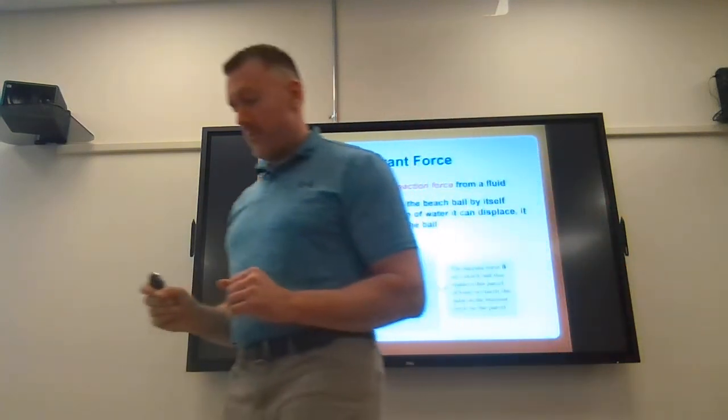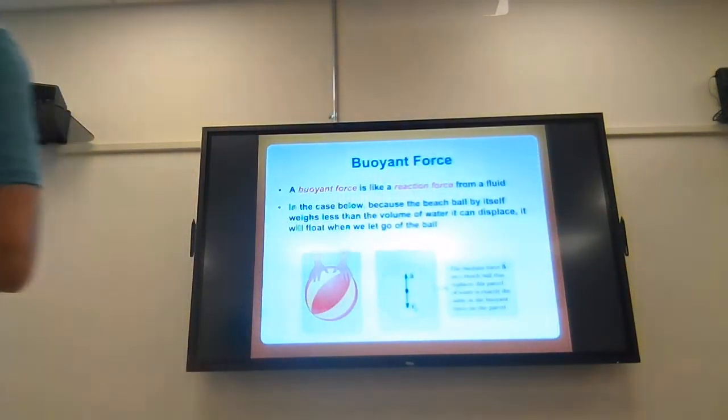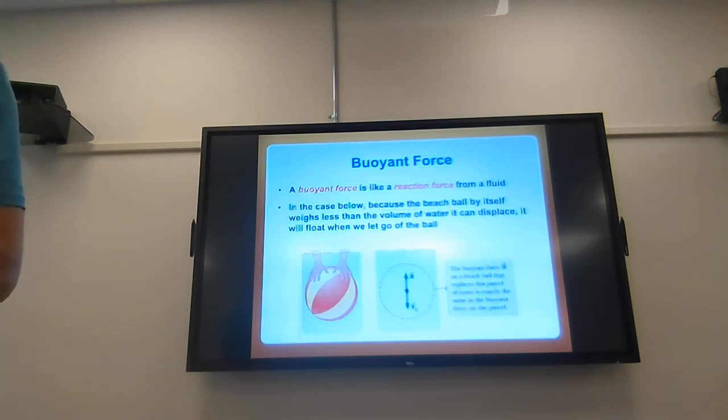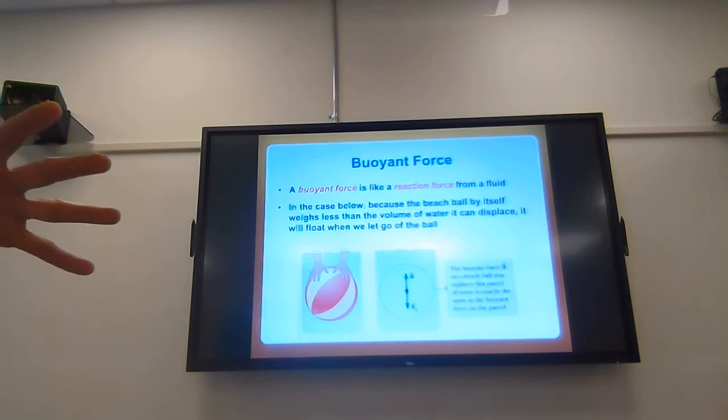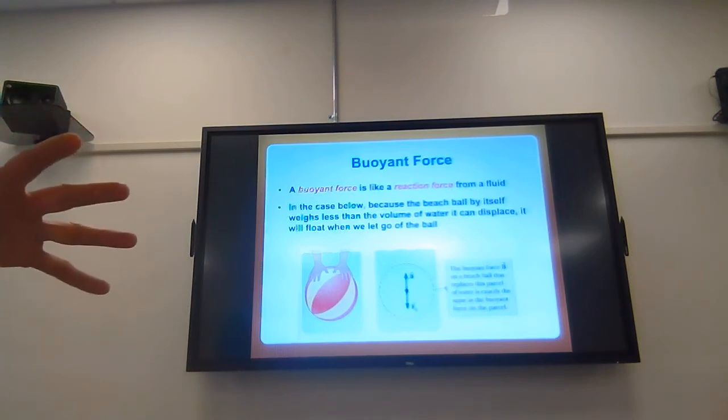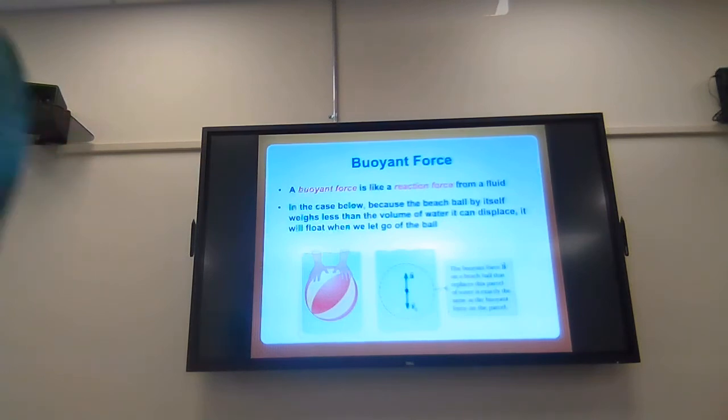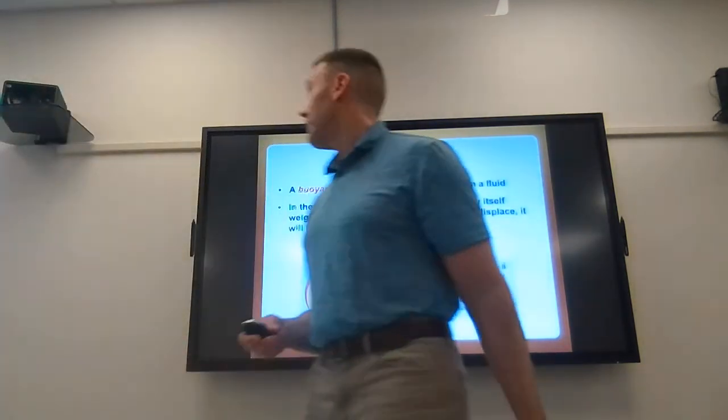Now, because the beach ball itself weighs less than the volume of water it displaced, when we let go of the ball, what's going to happen? Yeah, so we've got the ball pushed underneath the water. And as long as we're pushing on it, that allows the ball to be under the water, and it contributes to that buoyant force. But as soon as we let go, because the weight of the ball itself is less than the weight of the volume of water it displaced, it's going to come back up.